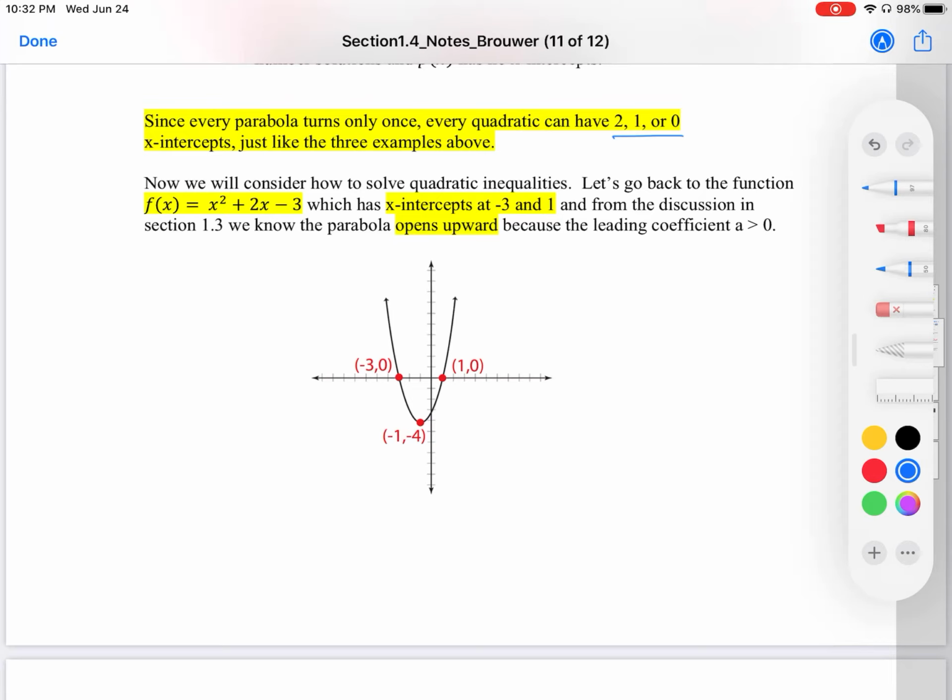Now we will consider how to solve quadratic inequalities. Let's go back to the function f of x equals x squared plus 2x minus 3. That was example 1, which has x-intercepts negative 3 and 1. And from the discussion in section 1.3, we know the parabola opens upward because the leading coefficient is not negative, it's positive.